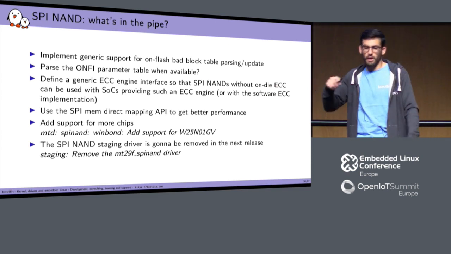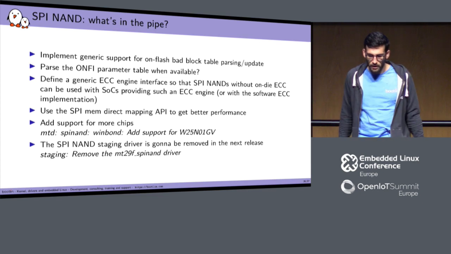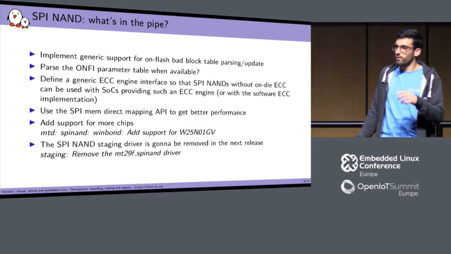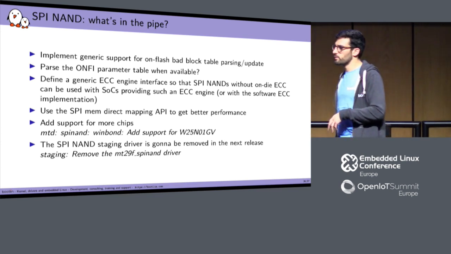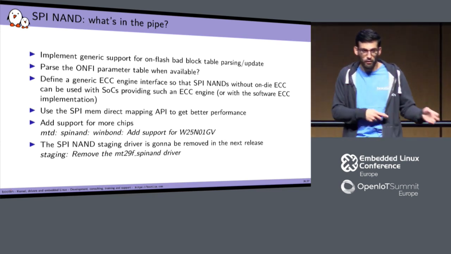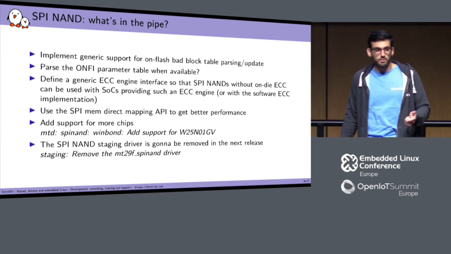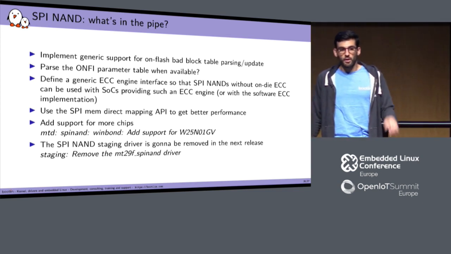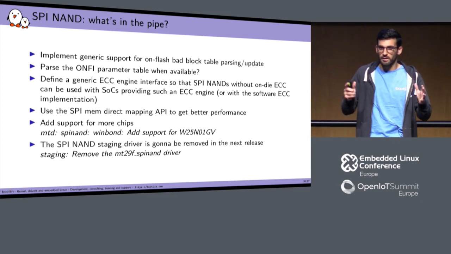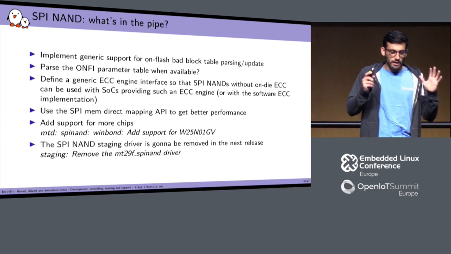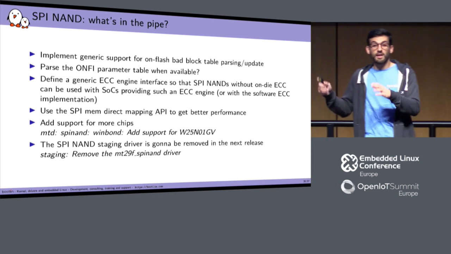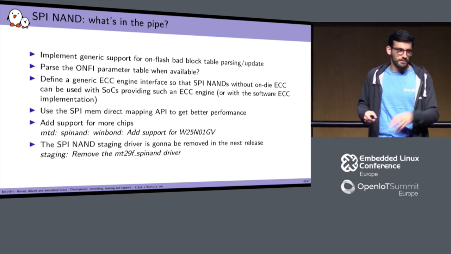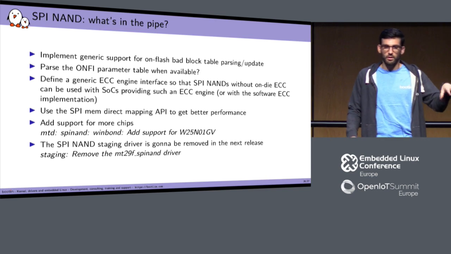This is for SPI NOR. For SPI NAND now, we have the same issue about the DMAP API, of course. What's missing is the support for an on-flash bad block table. Right now, we rely on the bad block markers. So it would be great to have an on-flash bad block table like with parallel NANDs. There is an ONFI parameter page in some chips. We don't read it, maybe we could optimize some things. And the ECC engine: there is no generic ECC engine block right now for SPI NAND chips. We can only use chips with on-die ECC. Otherwise, it will not work right now with this framework. But it would be great to have it, for instance, to have a software ECC running on your SoC.